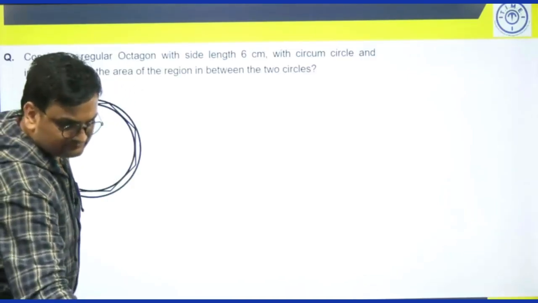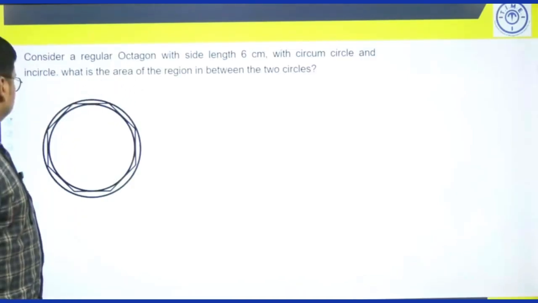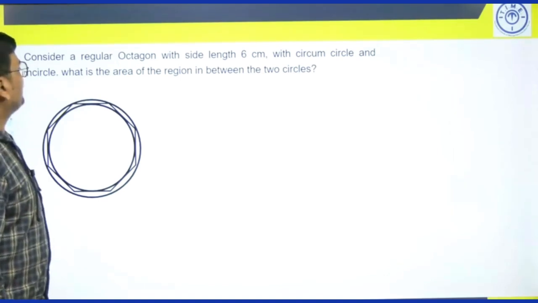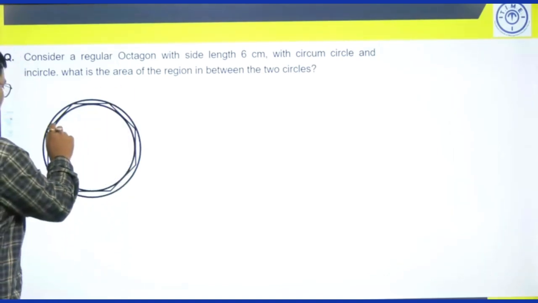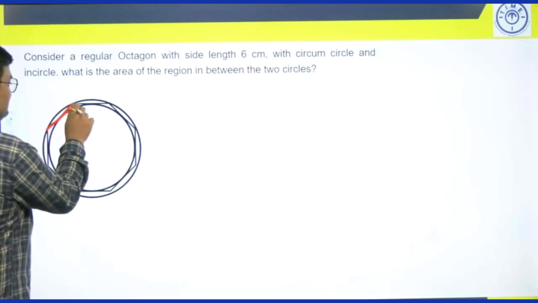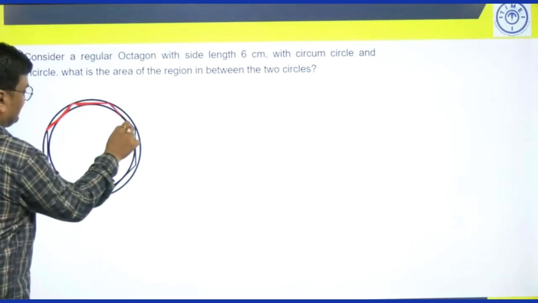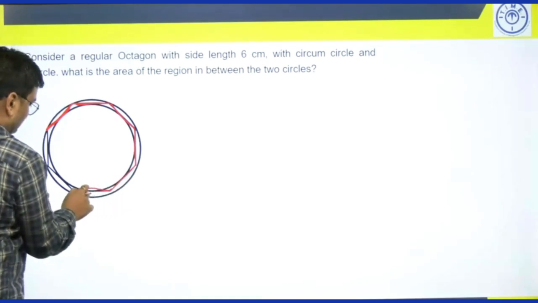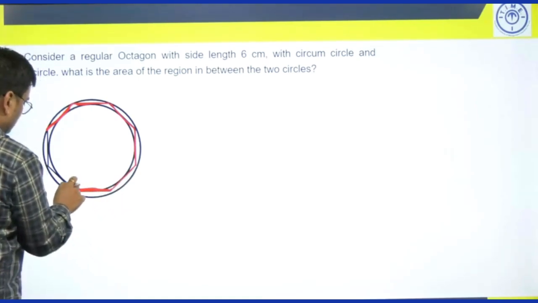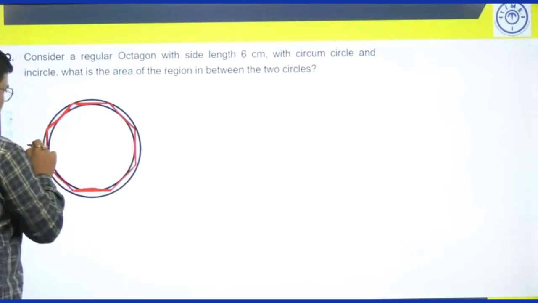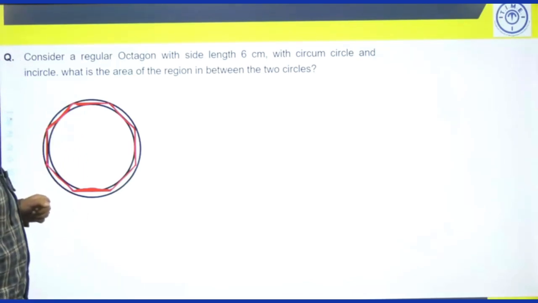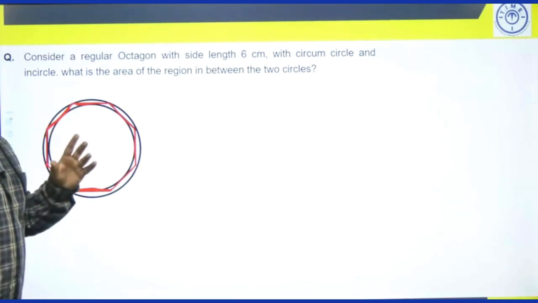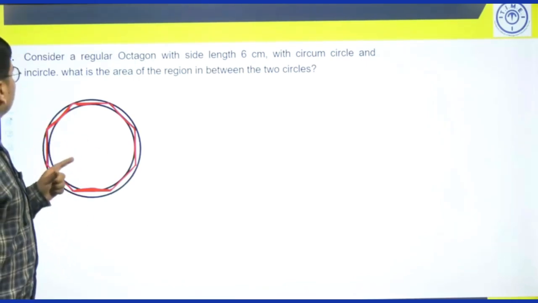Next, consider a regular octagon. By the way, in case you are not able to see the octagon, it is here. I'll just highlight it in red color. This is the octagon, regular octagon, the one in red, with side length of 6, side length is given to us, with circumcircle and incircle.